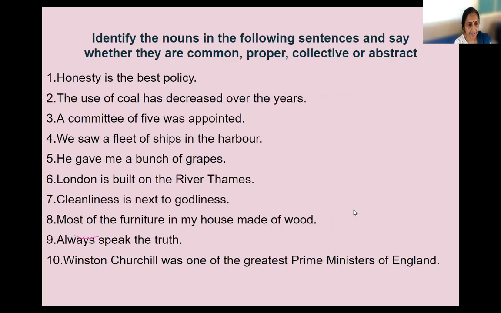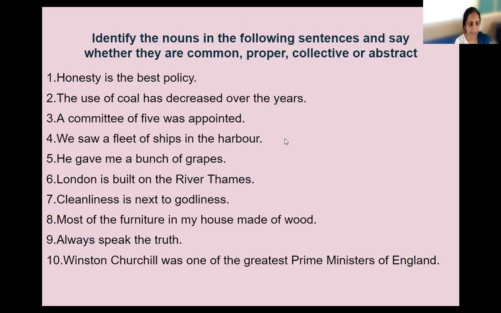Now I have a little exercise which you can do and check how much you have understood about the different types of nouns. So you can take down these exercises in your notebook and then mark out the different types of nouns. Put them under different columns under the headings common noun, proper noun, collective noun, or abstract noun. So read each sentence, identify which is a noun, then you identify which type of noun they are. I will do the first one for you. Honesty is the best policy. So you have honesty, which is an abstract noun, which you can put under the abstract column. The same way, please do the remaining.